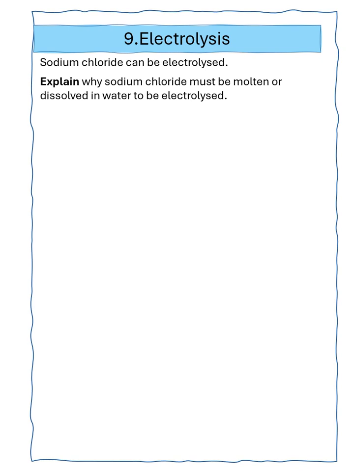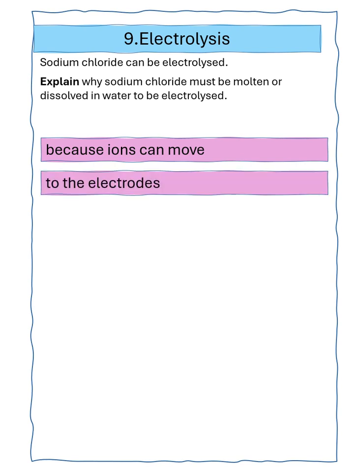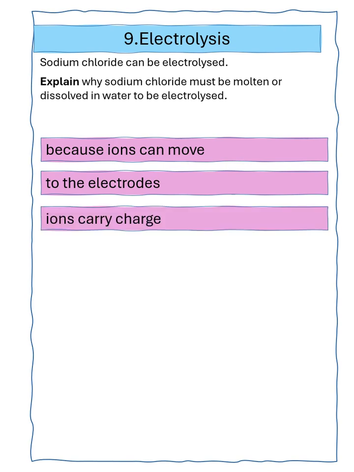Question 9 about electrolysis says that sodium chloride can be electrolyzed. Explain why sodium chloride must be molten or dissolved in water to be electrolyzed. So remember, for electrolysis to work, the ions have got to be able to move. So being molten or dissolved in water will allow the ions to move. So we need to say that it's molten or dissolved in water because the ions can move, and they'll move towards the electrodes. The positive ions will move to the negative electrode, the negative ions will move towards the positive electrode, and remember that the ions are carrying the charge.